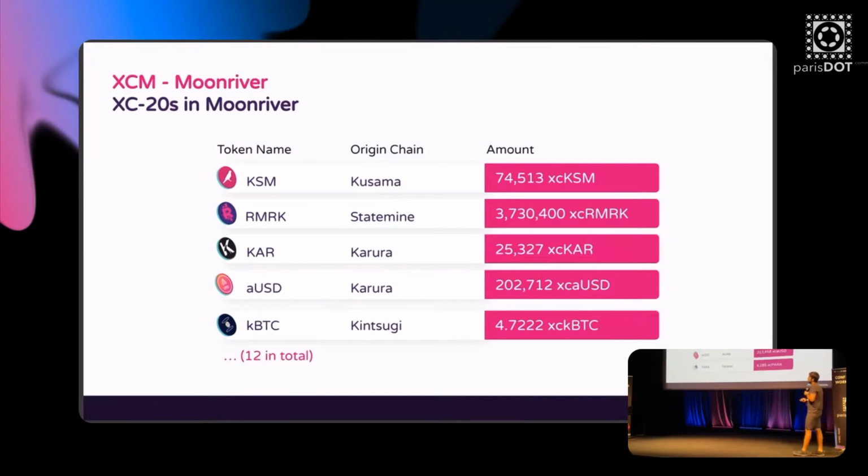On Moonbeam is a little bit less, because like I said, it's more recent. And so we have actually surpassed 1 million DOT, which is pretty cool to see. Actually, recently, I think it was July the 8th. And then you can see that we have also AKAS, XCAUSD, and so on.